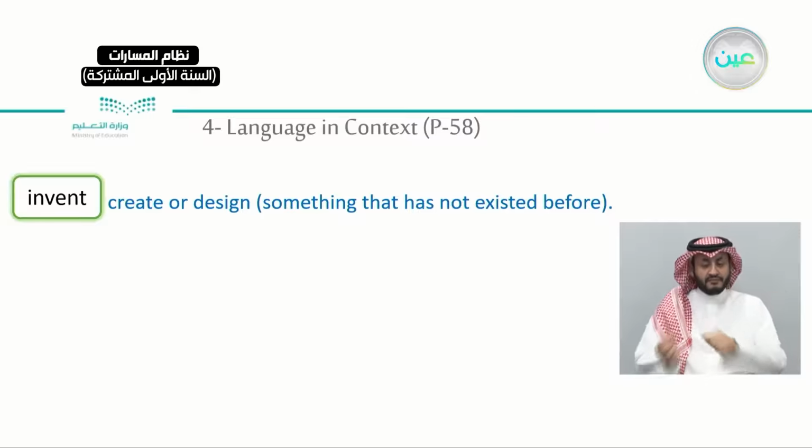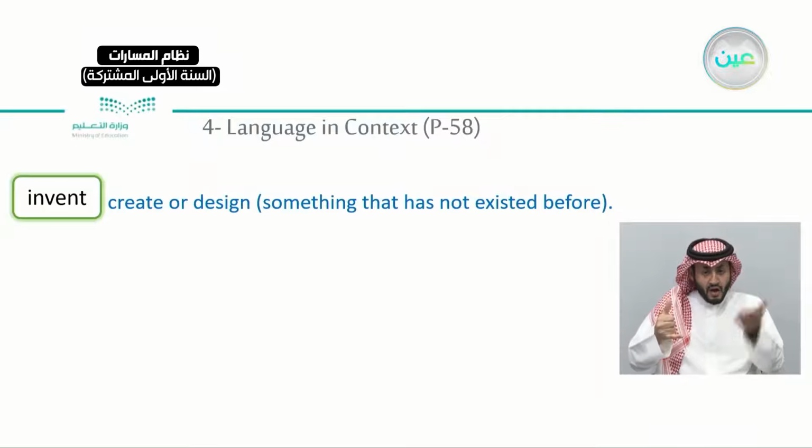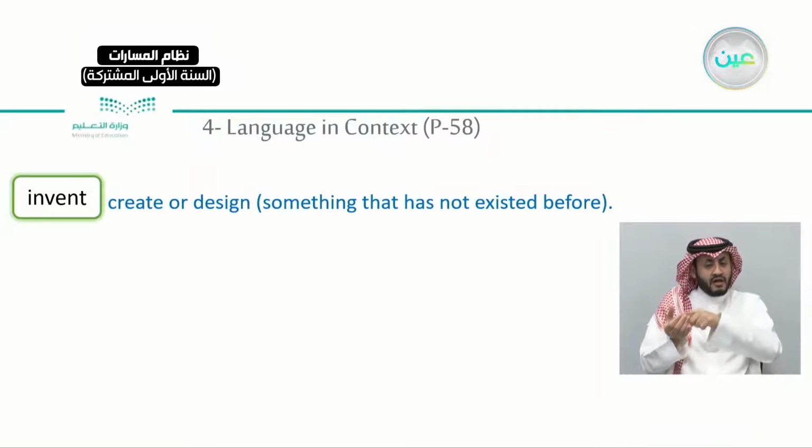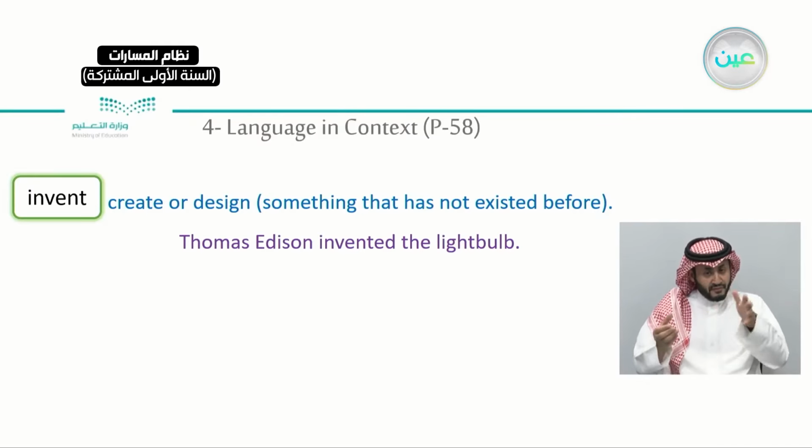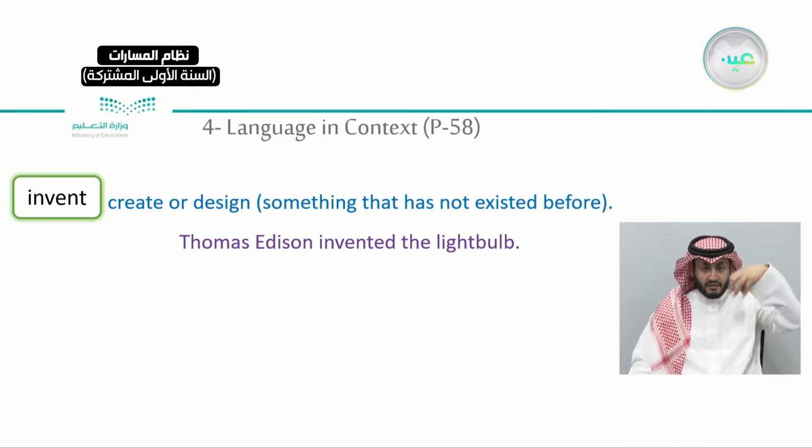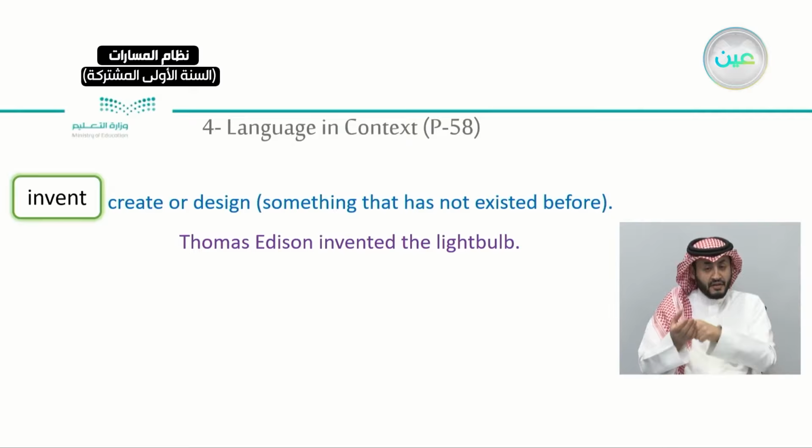Like the idea of the telephone. It was invented. No one ever thought about the idea of communicating with someone who is away from the same room. However, Alexander Graham Bell came up with that one. Like Thomas Edison invented the light bulb. Before Thomas Edison, we only had the sunlight. However, after Thomas Edison, he came up with the idea.